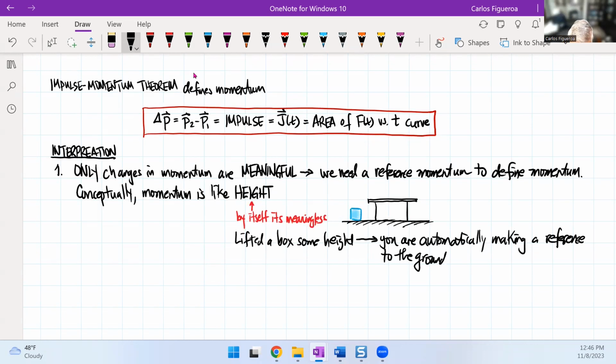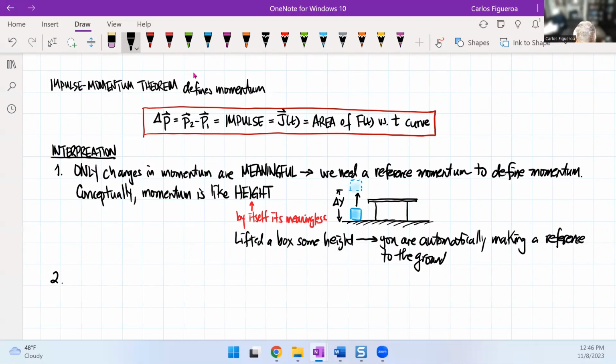Right? Because if I move this box, let's say up to this height, if I lift it up to that height right here, what we're really talking about is the change in height. That's what's physically meaningful. So height by itself is meaningless. Momentum by itself is meaningless. A height change is meaningful. A momentum change is meaningful. So momentum by itself is meaningless.